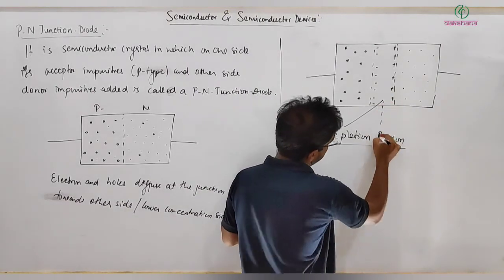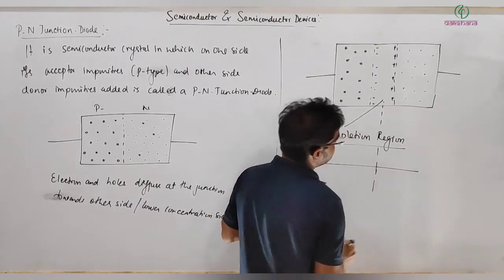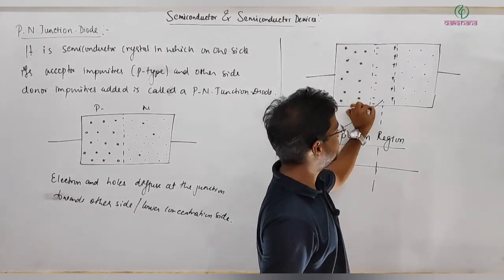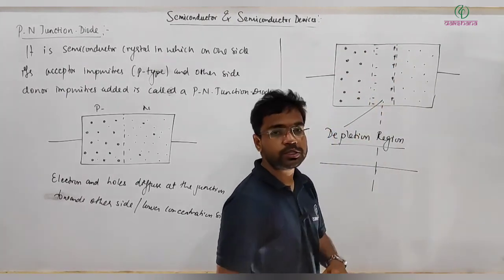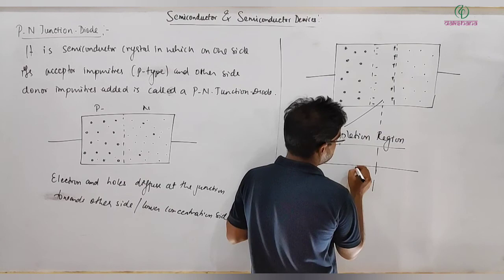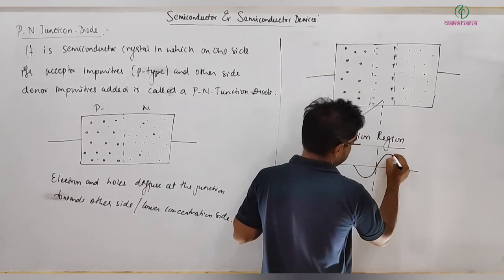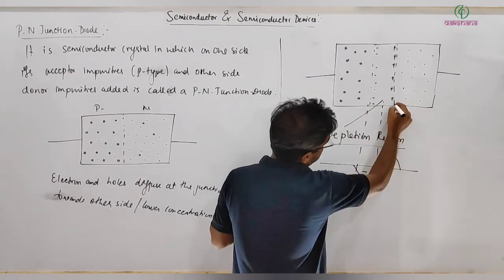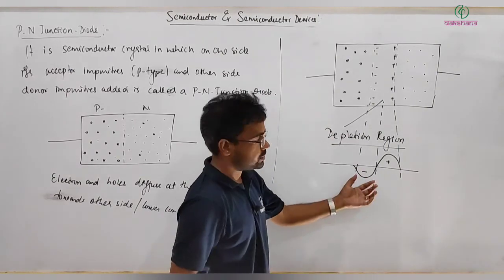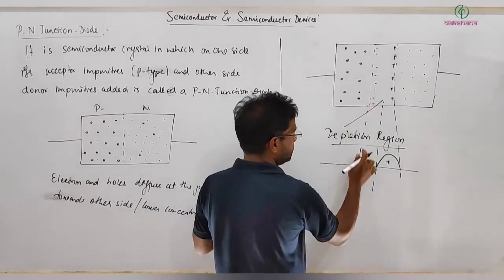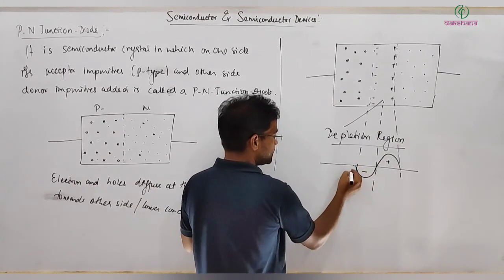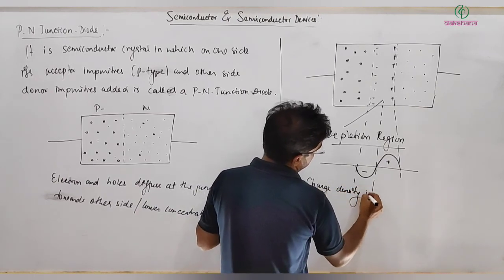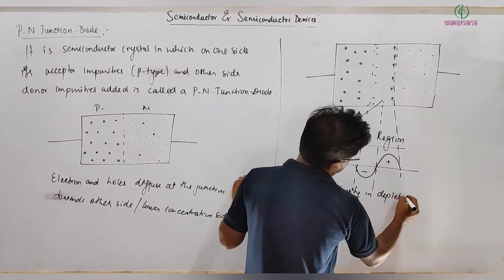If we look at this region, what about the charge? Remember, effectively this side will have some negative charge, and this side will have some positive charge. The charge density will be something like this: on this side negative, and this side positive. I have just drawn it a little bit bigger, actually it will be limited up to exactly that boundary. So this is the charge density in the depletion region.